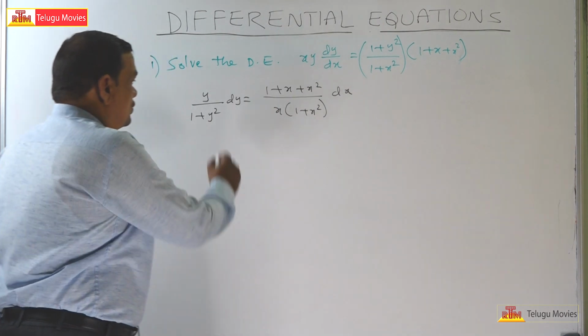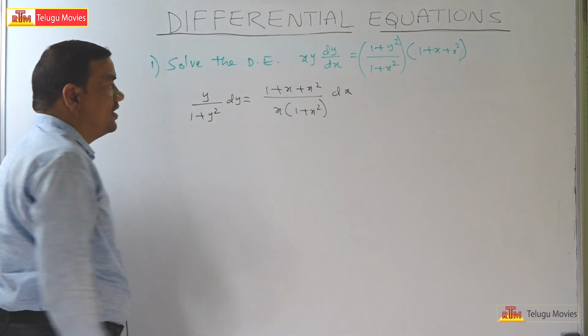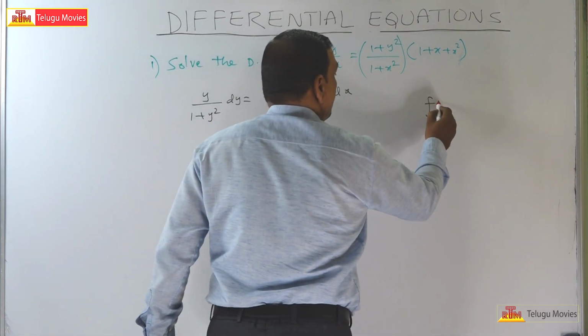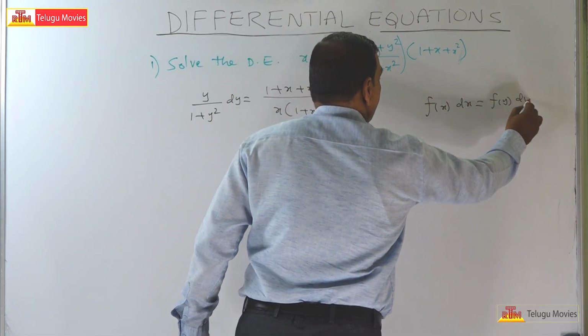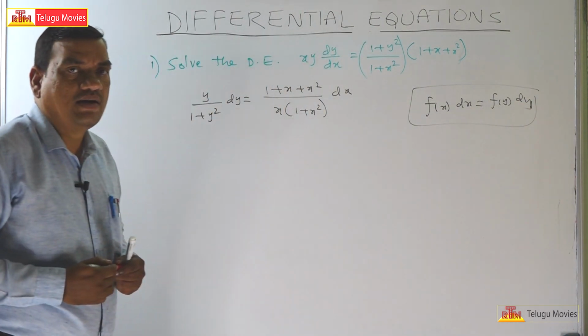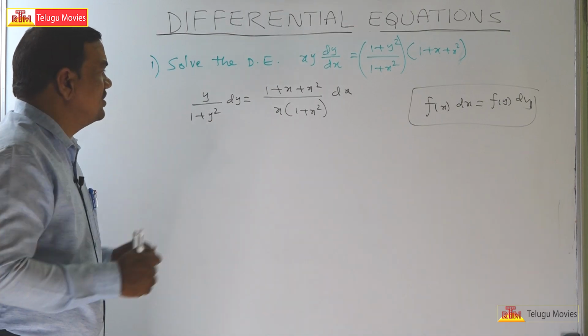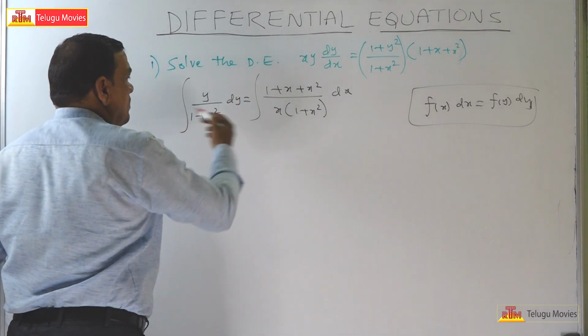So remember that if there is a dy, it should be a function of y. That means f of x into dx is equal to f of y into dy. So this is the variable separable method. The first thing is I separated. Now let us integrate on both sides.